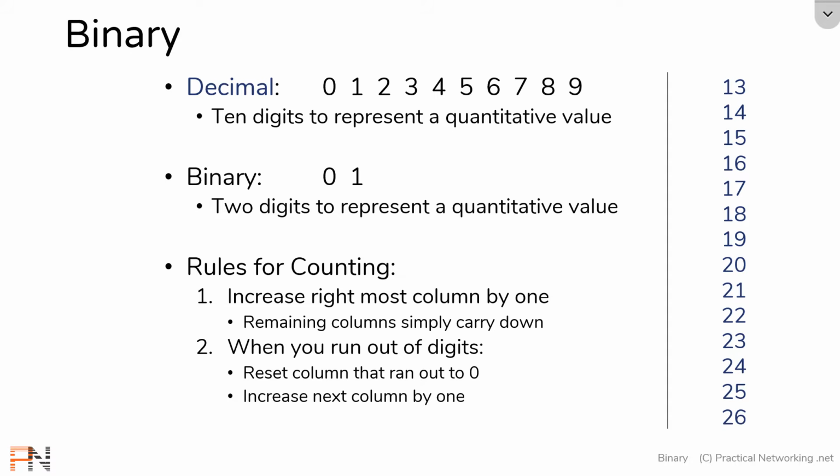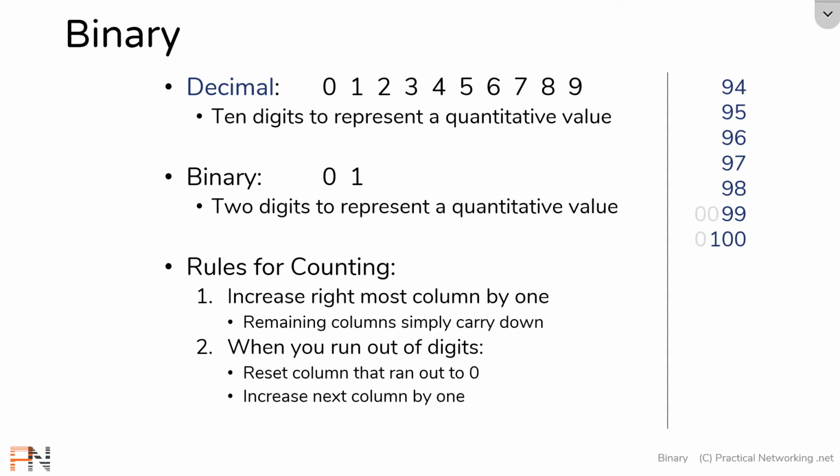Now, let's jump ahead a bit to 94. From 94, we would get 95, 96, 97, 98, 99. And then at this point, we can't increase the rightmost column, so that gets reset to 0. We can't increase the next column over, so that gets reset to 0. So we have to increase the next column over from those implicit zeros to 1. And that's how you and I get from 99 to 100.